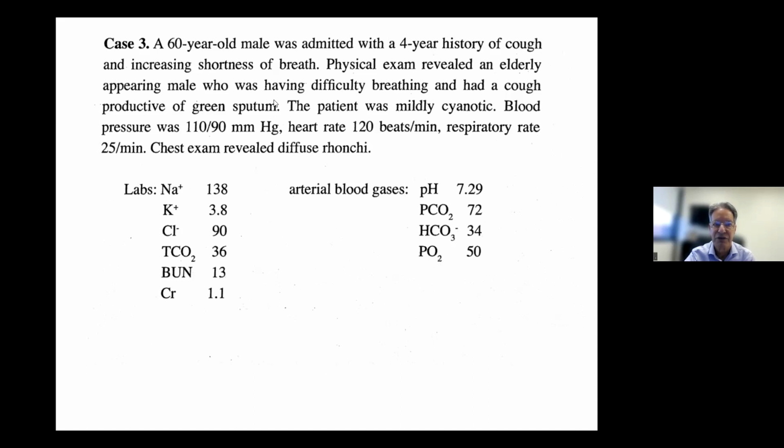Here's another case of a patient who was admitted with a long history of cough, shortness of breath. You can already possibly even guess what the acid-base disorder will be. Patient had green sputum, mildly cyanotic, or at least you know the clinical category. And here are the numbers. So the total CO2 is 36, and the PCO2 is 72, and the bicarb is 34. So again, you have an elevated bicarbonate. So it's one of three acid-base disorders if it's simple.